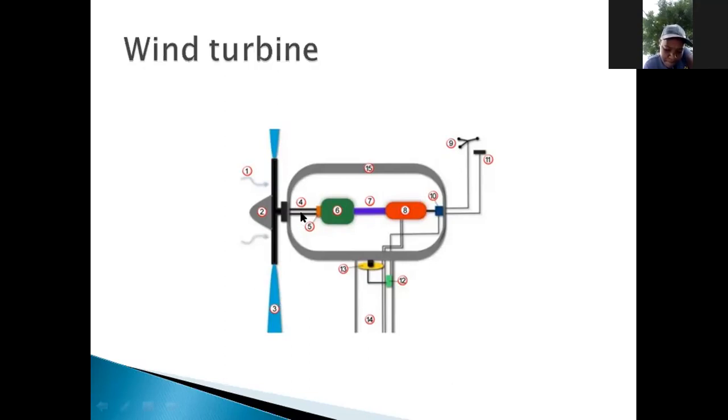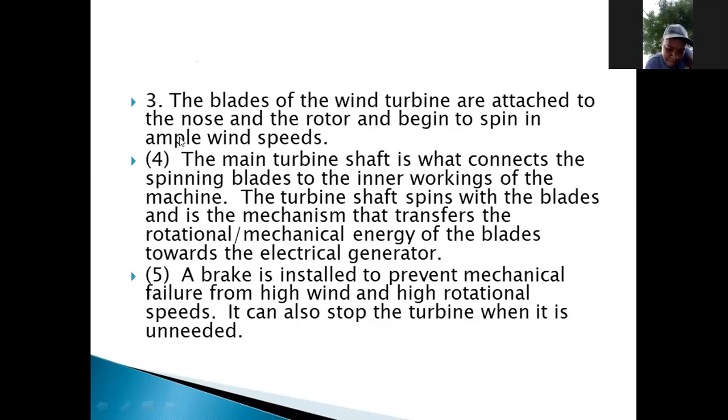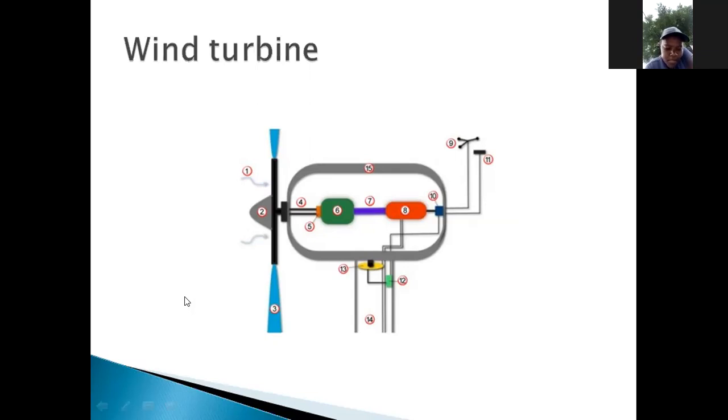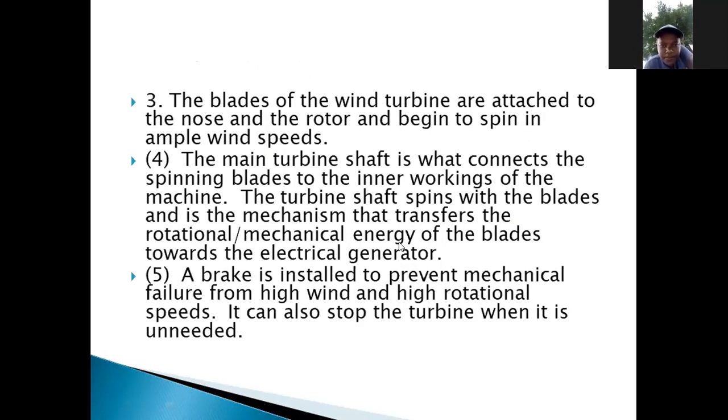And then as they rotate, now we can come up with number 4. You can see the main turbine shaft, which connects the spinning blades to the inner workings of the machine. Then we go to the brake, number 5. The function of the brake, you can see, is to prevent mechanical failure from high wind.